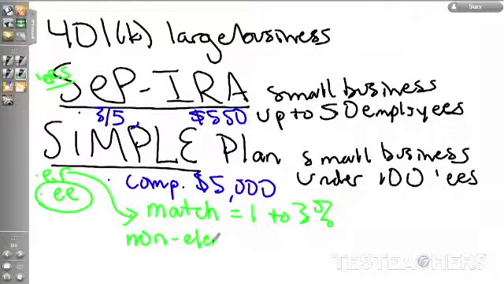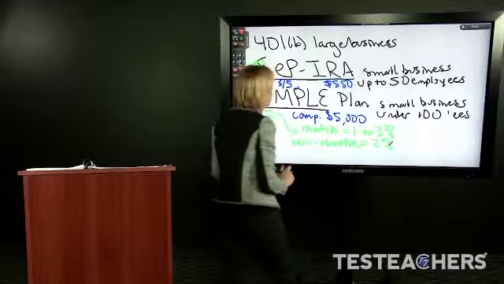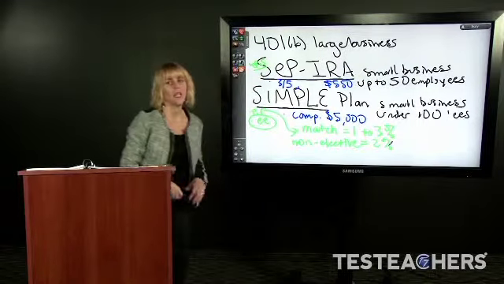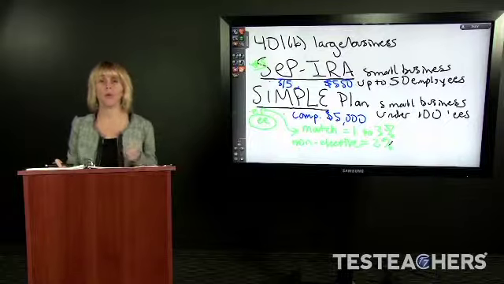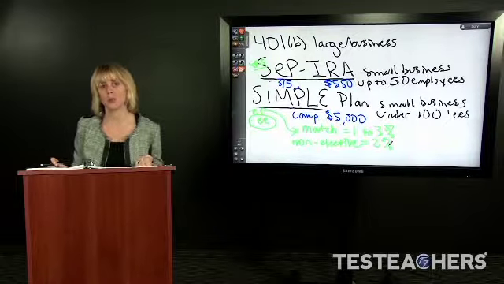So let's say that the employer has a match. The match can be 1 to 3%. So let's say that it's 3%. If the employee contributes 1%, how much does the employer have to contribute? 1%. If the employee doesn't contribute at all, how much does the employer have to contribute? Not at all. If the employee contributes 10%, how much does the employer have to contribute? 3%. So that's the match.